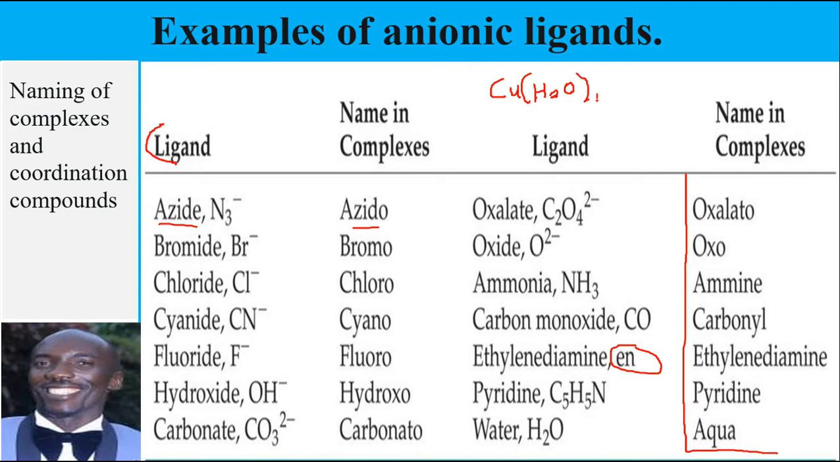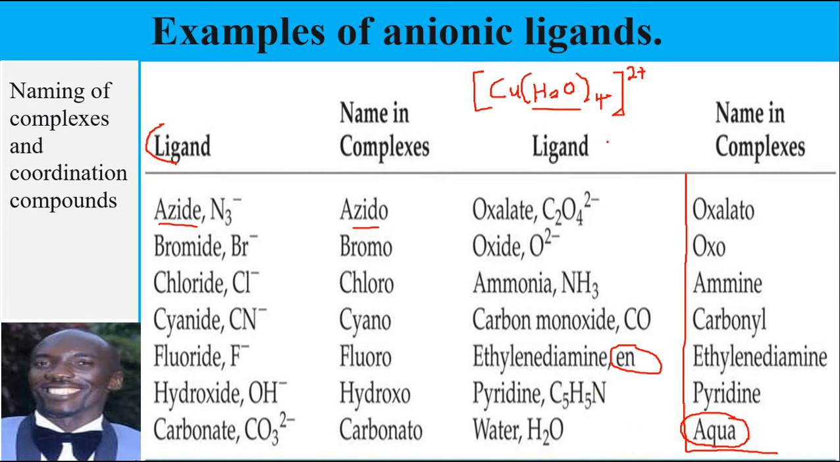if I'm to use this, I remember a complex must be in the square bracket, and this one has a charge of 2. So if I'm naming this complex, this water that we have in the brackets, I will not use the word water. Instead, I will use the word aqua. For example, this is a tetra aqua copper 2 ion. Tetra aqua copper 2 ion. So we have changed the word water to aqua.